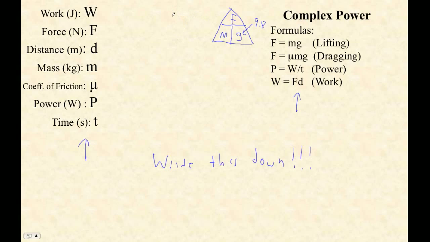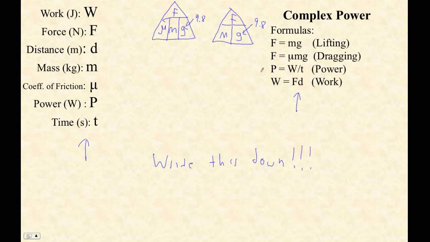And then there's also the force of friction, right? We can make a crazy triangle out of that: force, mu, M, and G. And then we can do the same thing. This is our coefficient of friction. If we want that, it's force divided by mg. If we want the mass, it's force divided by mu g. And if we want the force, of course, it's mu times m times g. And this is, of course, 9.8 as well.